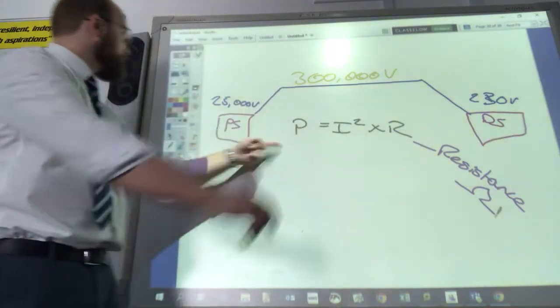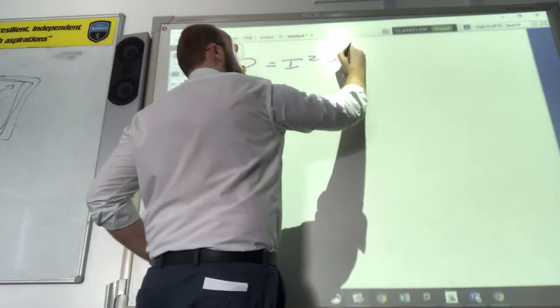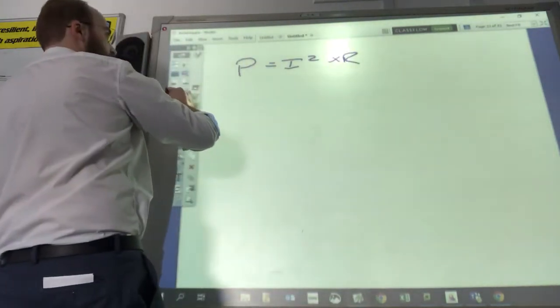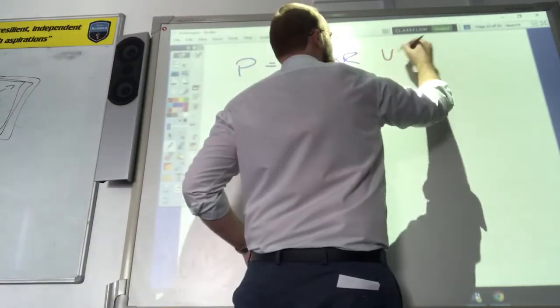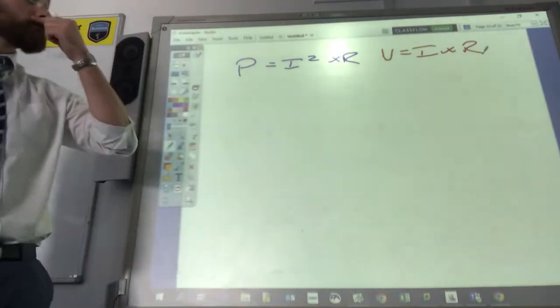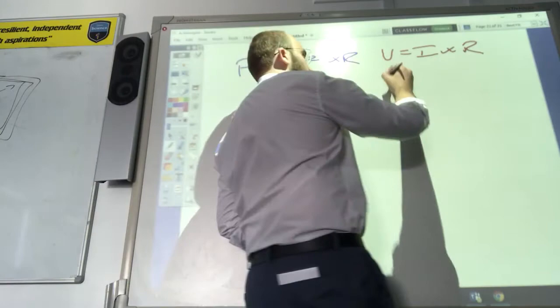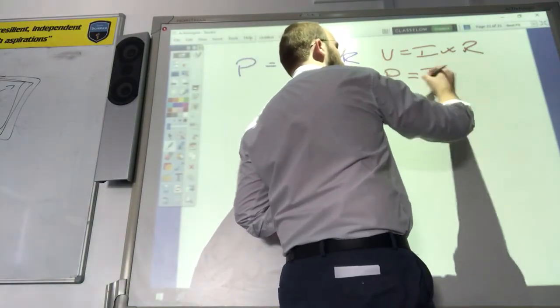Where do I get this equation from? P is equal to I squared times R. And we all know Ohm's law, right? V is equal to I times R. Okay? This equation comes from this plus the Queen's pet cat called Viv.